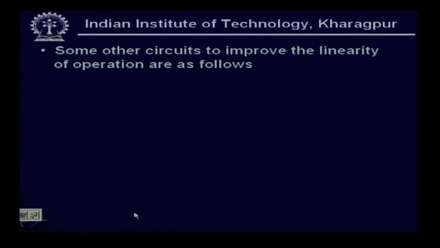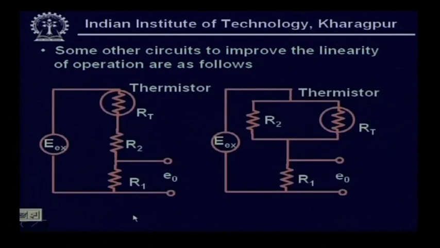Some other circuits to improve the linearity of operation are as follows. You see some of the circuits we have shown. These are various circuits to influence the impedance, output impedance and all those things. These are the circuits we will discuss. This is a thermistor here. Instead of putting a dot, they have put a circle like this one, and this is another circuit.